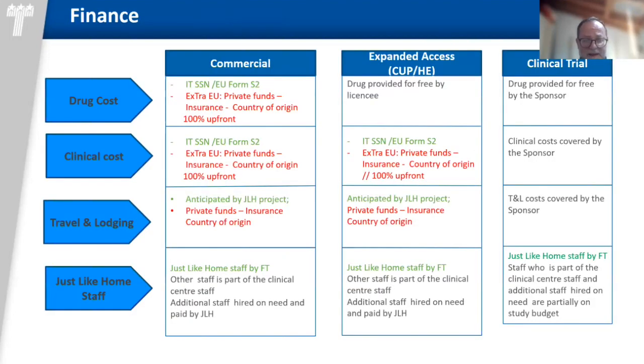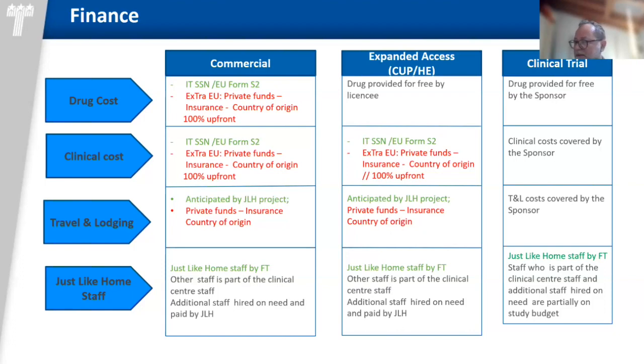Now, once again, let's review the three different chances, you remember that at the beginning I mentioned, to get access to a therapy: the clinical trial, expanded access, and the commercial forms. For all of them, Just Like Home staff provide support. I'm not speaking about financial support, but support for logistics, care coordinators, mediators, interpreters, psychological support. The support is given to all the patients coming. However, for the clinical trial, all the other costs, the drug, the treatment, the clinical cost, and the travel and lodging are covered by the sponsor of the clinical trial.